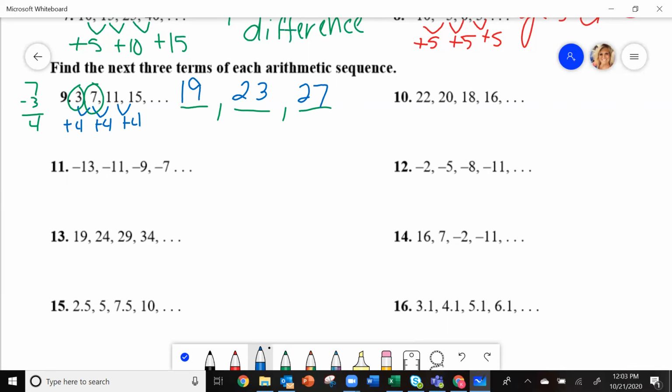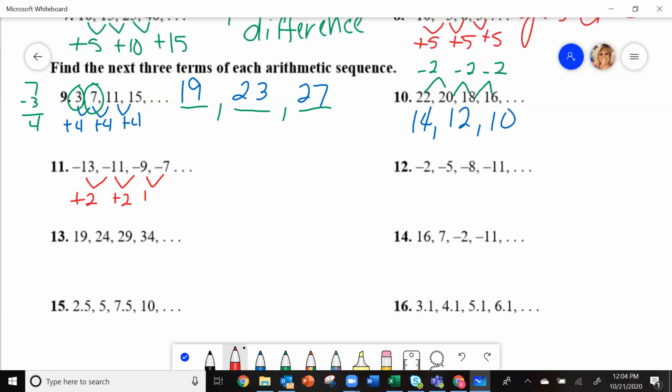Please pause the video and go through and do the next 7 of them, please. All right, number 10, you should have gotten 14, 12, and 10. Why is that? Because my common difference here, I am going down by 2 each time. Number 11, my common difference is plus 2. I'm going up by 2 each time. So my next 3 should be -5, -3, and -1.